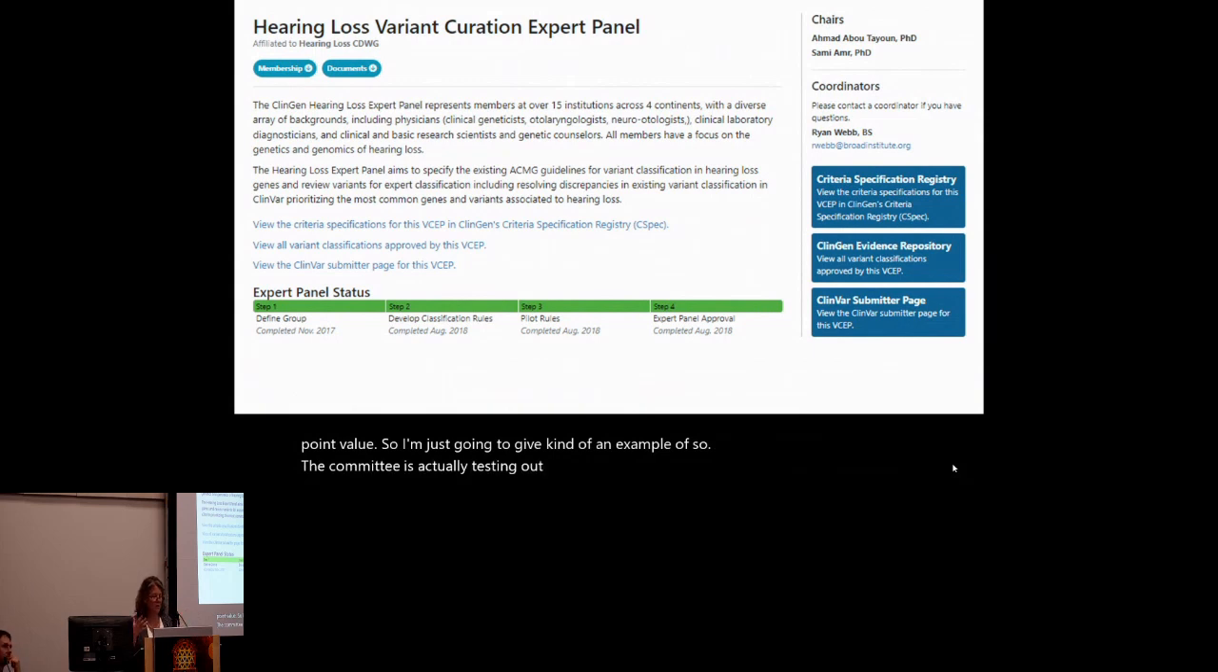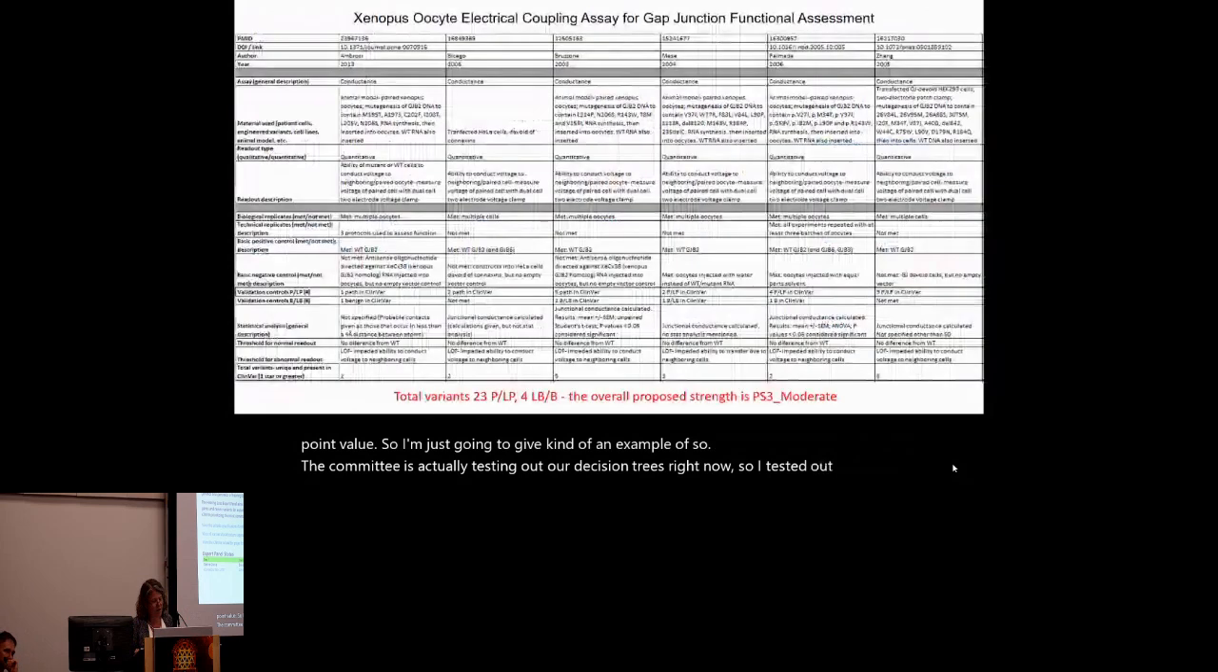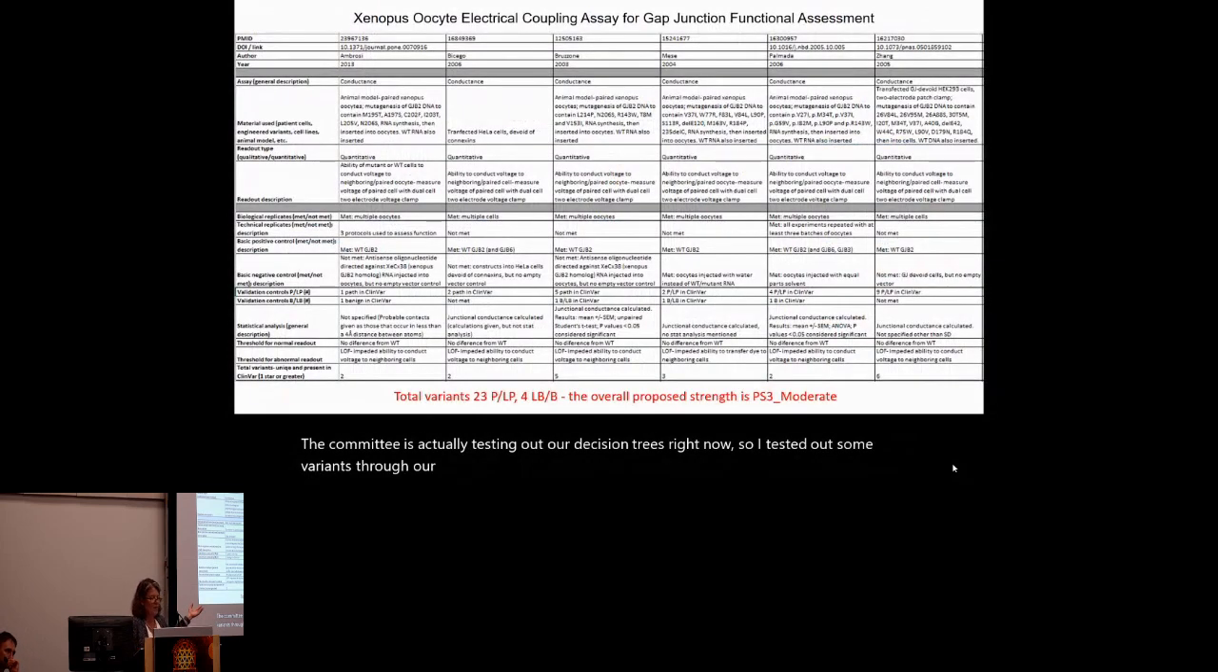So I'm just going to give an example. The committee is actually testing out our decision trees right now. So I tested out some variants through our hearing loss curation panel. This is an example of an oocyte coupling assay that was published in about 6 different papers and had controls in those. There were a total of 23 pathogenic and likely pathogenic variants used to validate, and 4 likely benign and benign. That led, in our original framework, to a proposed strength of PS3 moderate.